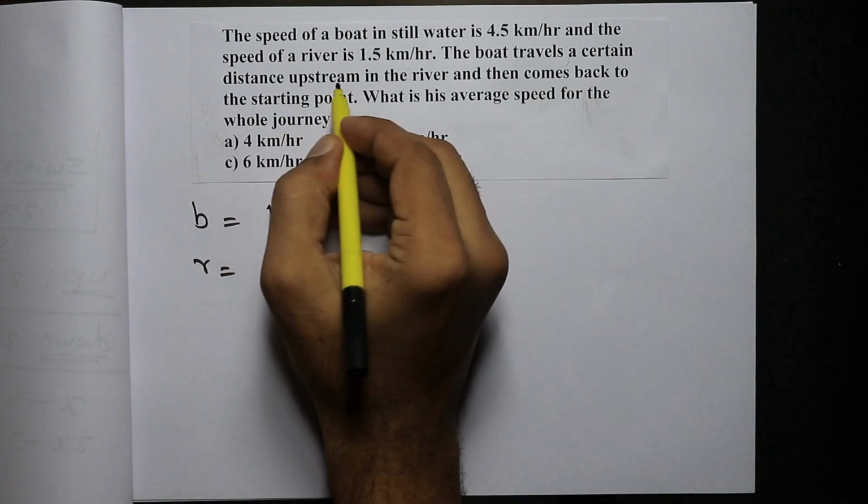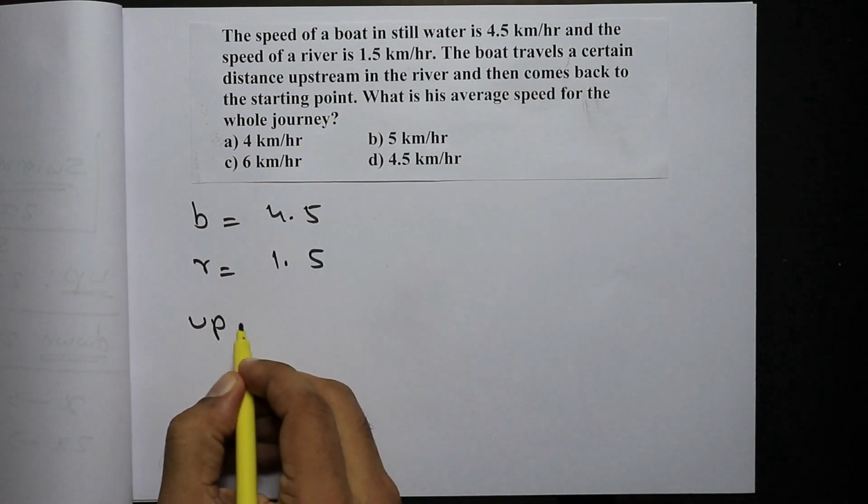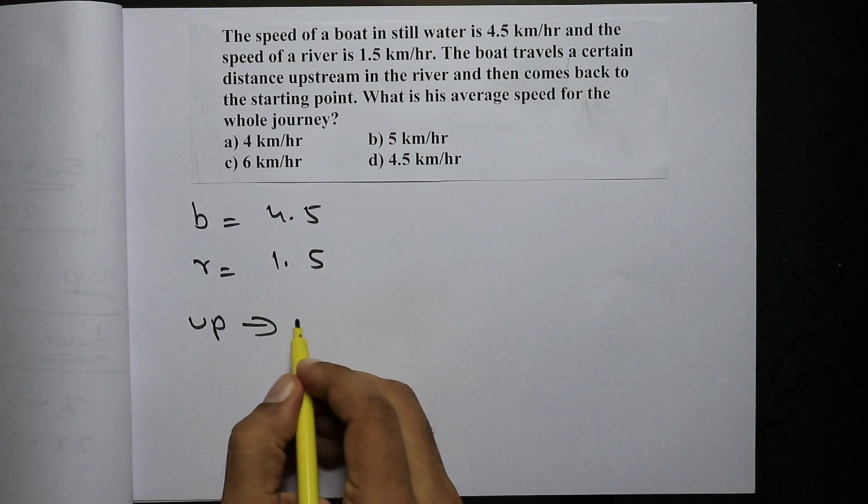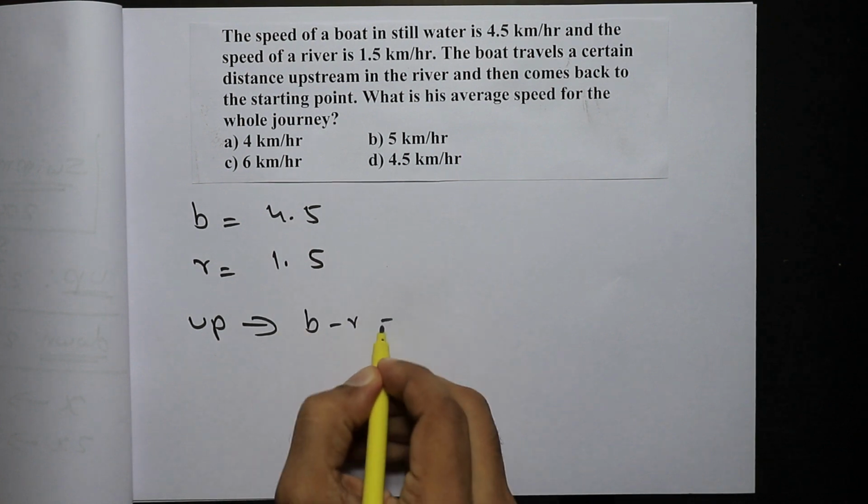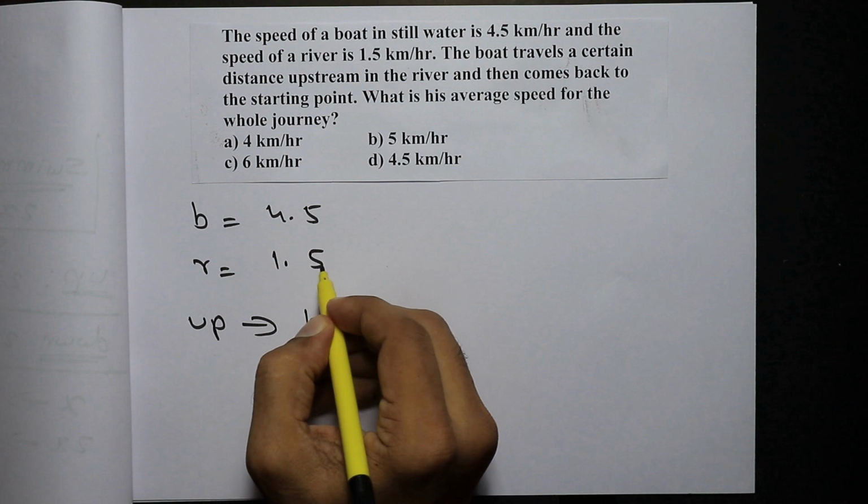So initially it goes upstream. Now when it goes upstream, the speed will be B minus R. So that will be 4.5 minus 1.5.